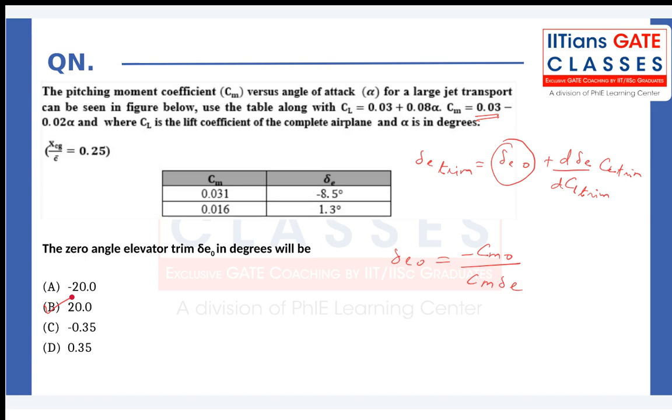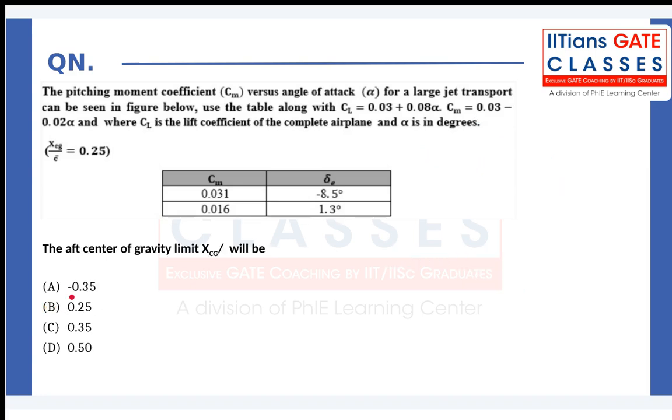The aft center of gravity limit x CG by c bar will be. Aft is the most aft, like what is the limit is the question. B, correct. So the limit till which the CG can go is the neutral point. The neutral point we've already found out to be 0.5. So that is the right answer. I hope it's clear for everyone. I think this was the last question.